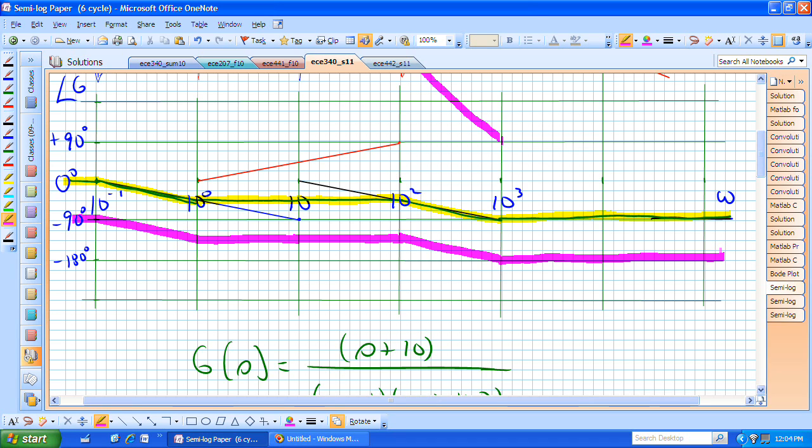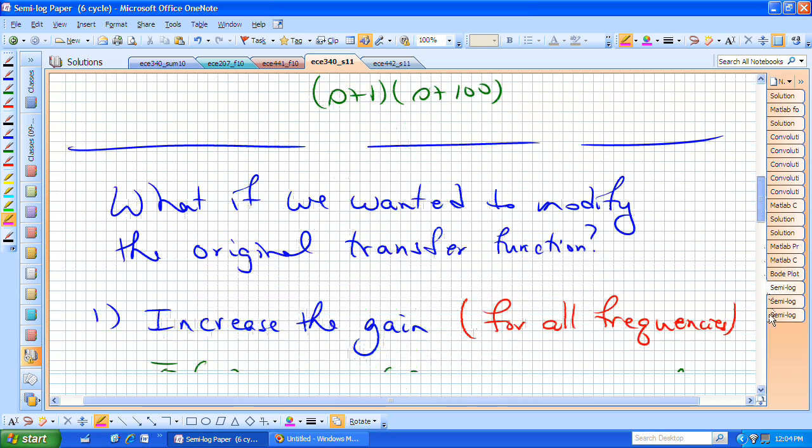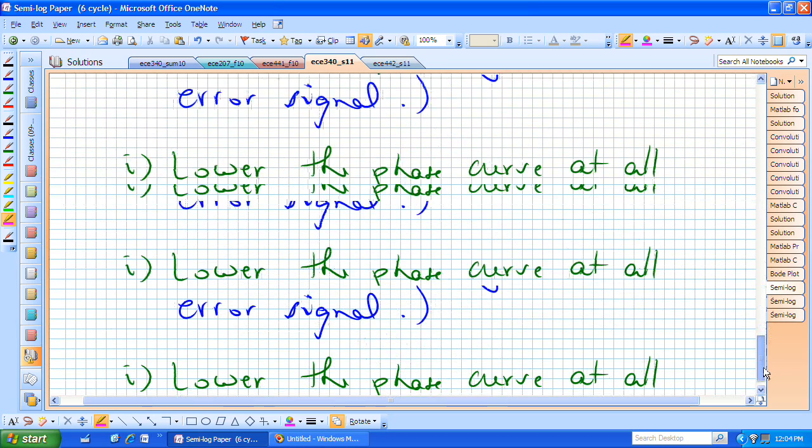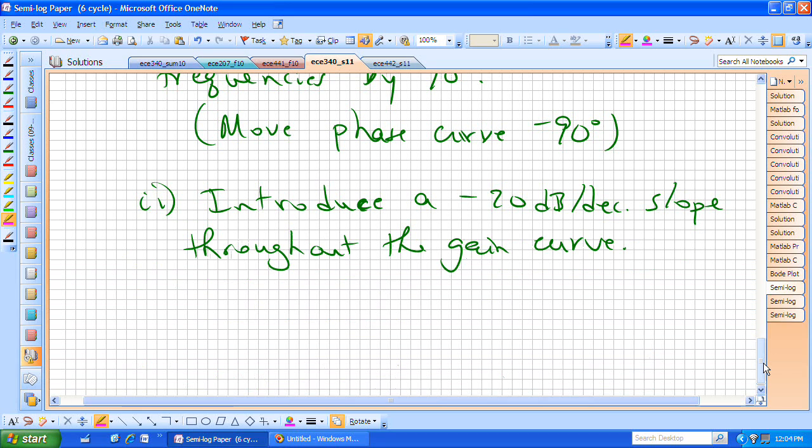That should be enough changing to the original Bode plot, but I hope that gives you an idea of how you can now play with the information that you have on Bode plots and how to quickly sketch and think about what those mean.